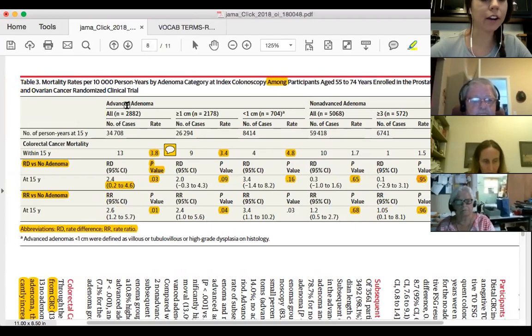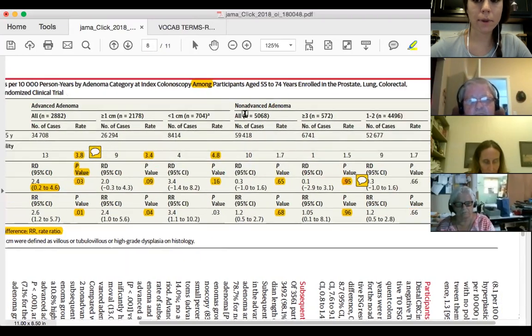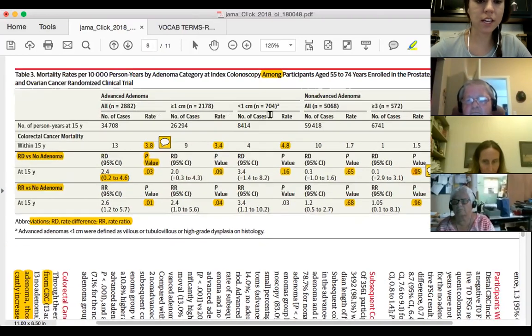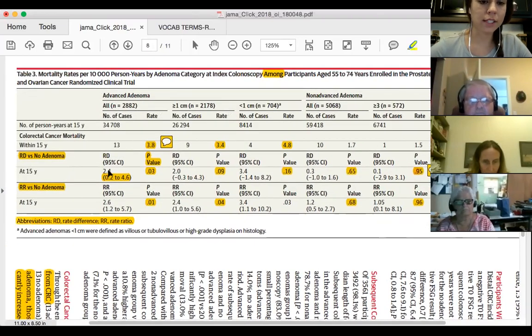So what they're looking at here is what is the rate difference of developing colorectal cancer between having an advanced adenoma compared to no adenoma, which is being used as the reference. So you can see here that the rate difference is 2.4, whereas the rate ratio is 2.6. What you really want to look at is this p-value right here. So the p-value for the rate difference of having an advanced adenoma versus no adenoma is a p-value of 0.03.